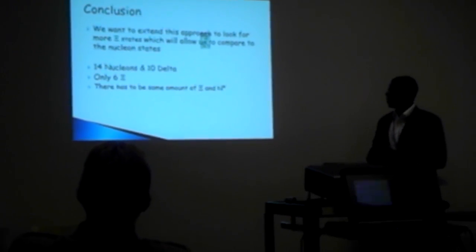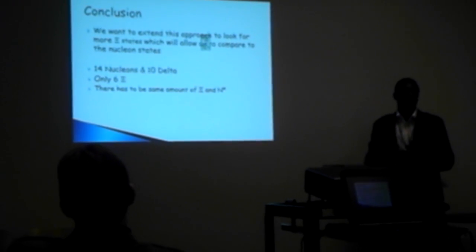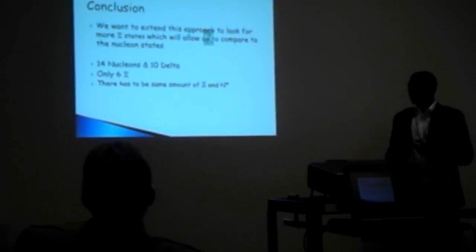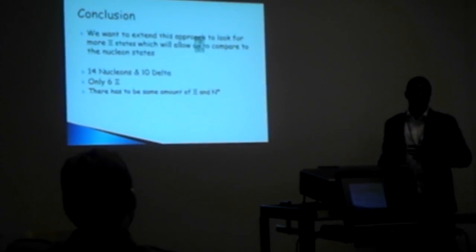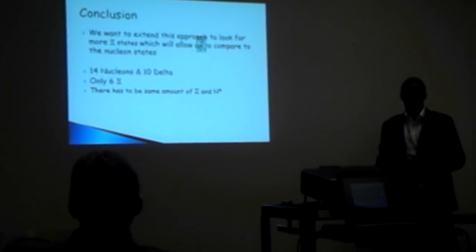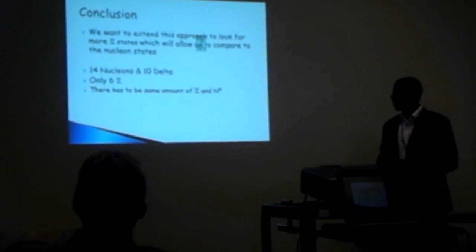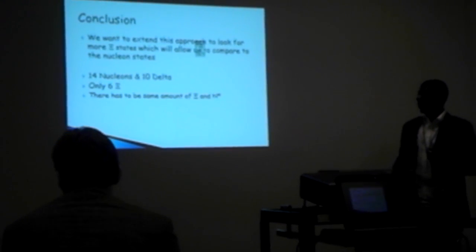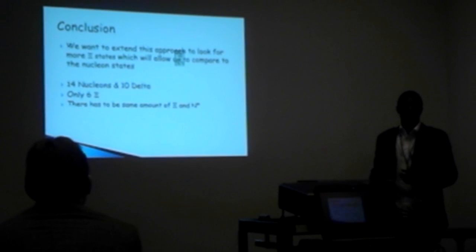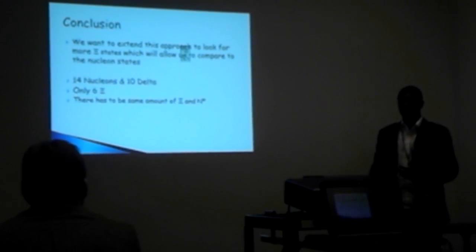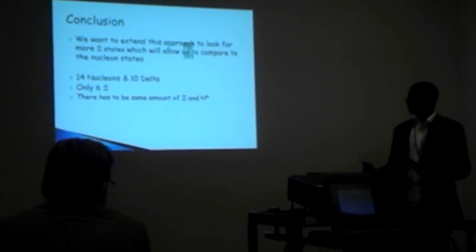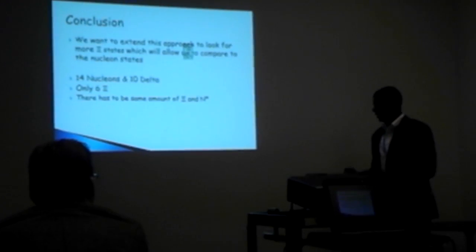And in conclusion, we want to extend this approach to look for more cascade states, which would allow us to compare to the nucleon states. Right now, we have about 14 different nucleons and 10 different deltas, but we only have 6 different cascades. So based off the numbers, we're pretty short of cascades. We need to actually find these because there should be a direct relation of the same amount of nucleons and deltas to the same amount of cascades. So that's pretty much what the last line said. And that's it. Thank you for your time.